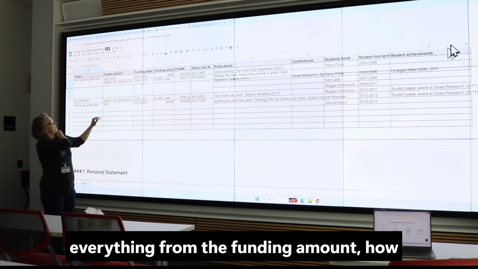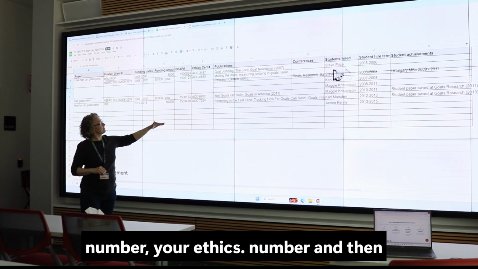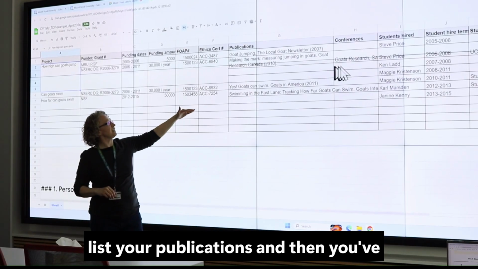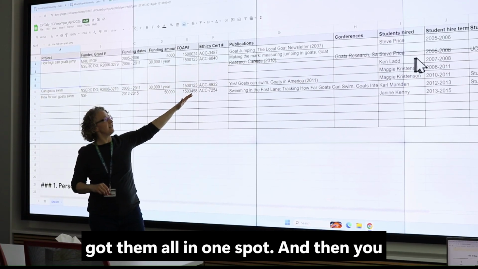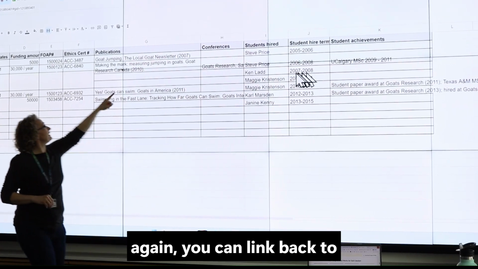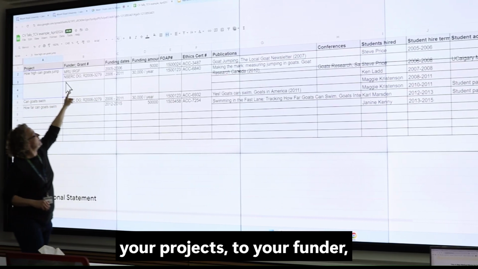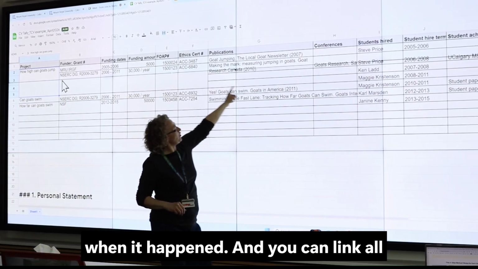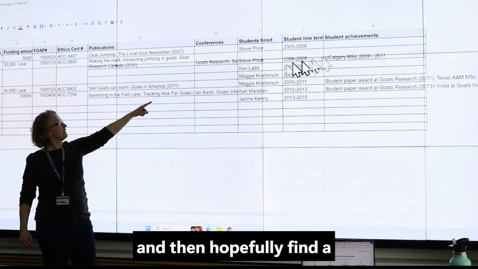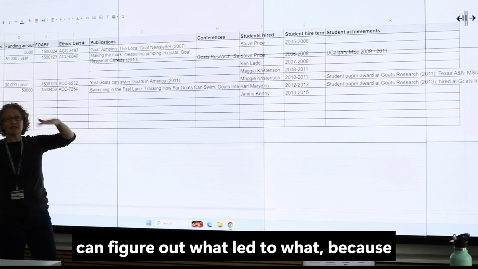So I've got everything from the funding amount, how much you've got to spend, your account number, your ethics number, and then what you started to produce out of it. So list your publications, and then you've got them all in one spot. And then you can list your conferences, so that again, you can link back to your project, to your funder, when it happened, and you can link all the way through to your outputs, and then hopefully find a connection between those so you can figure out what led to what.